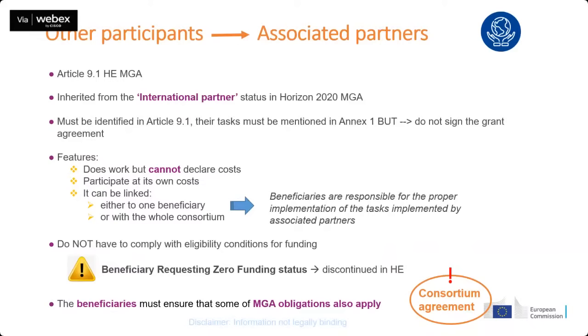And here, for those coming from H2020, maybe bear in mind that the beneficiary requesting zero funding status has been discontinued in Horizon Europe. So here, in order to avoid any errors as well, please bear in mind that any entity that had been a beneficiary requesting zero funding before now has to be converted or get the role of associated partner. And also, the beneficiaries must ensure that the MGA obligations are passed to the associated partners, okay? So this you will probably regulate in your consortium agreement.